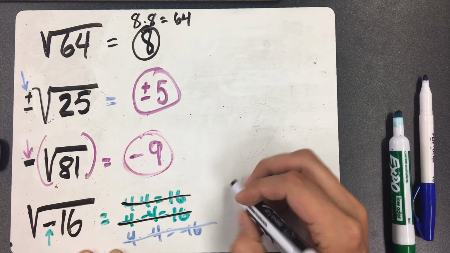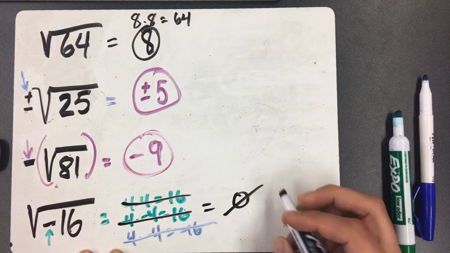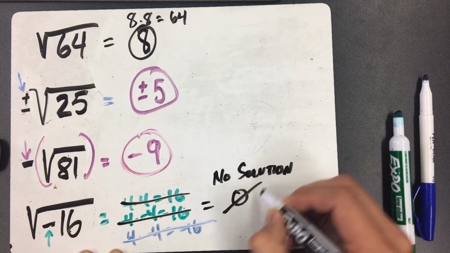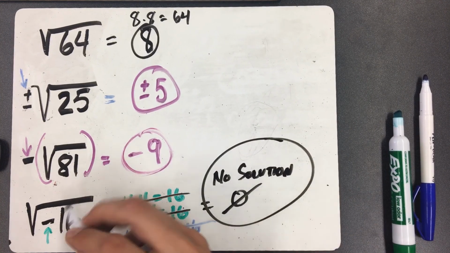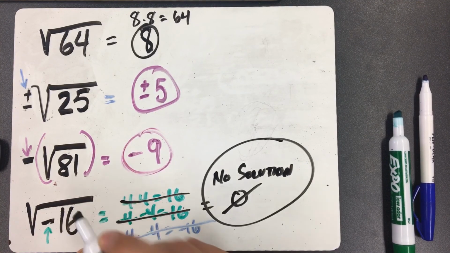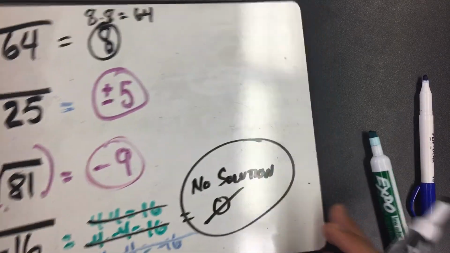There's no combination. So you can say this, which means no solution, or if you want to write it, you could put no real solution or no solution. If they ever put a negative inside of a square root, this is only for square roots, negatives inside of square root symbols are illegal, and you say no solution.